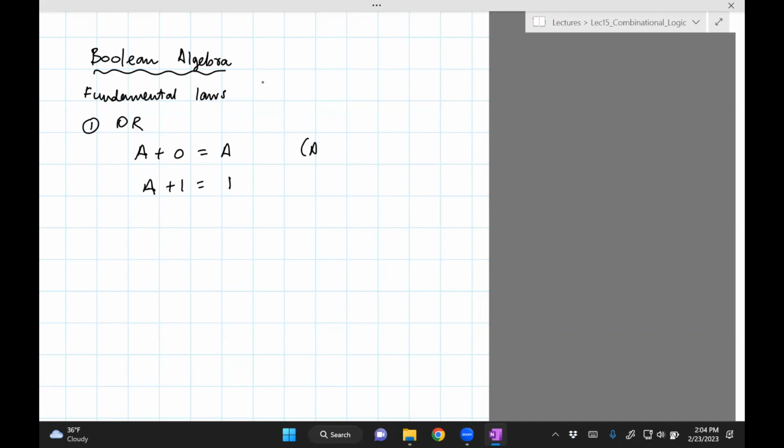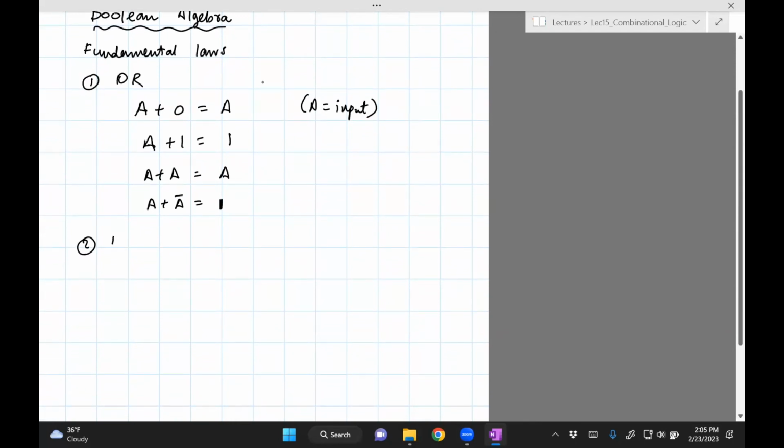Here, A is an input. We have A plus A equals A. And if you have A plus the complement of A, so if A is 1, then A complement would be 0, and that will always be equal to 1, no matter what the input is.